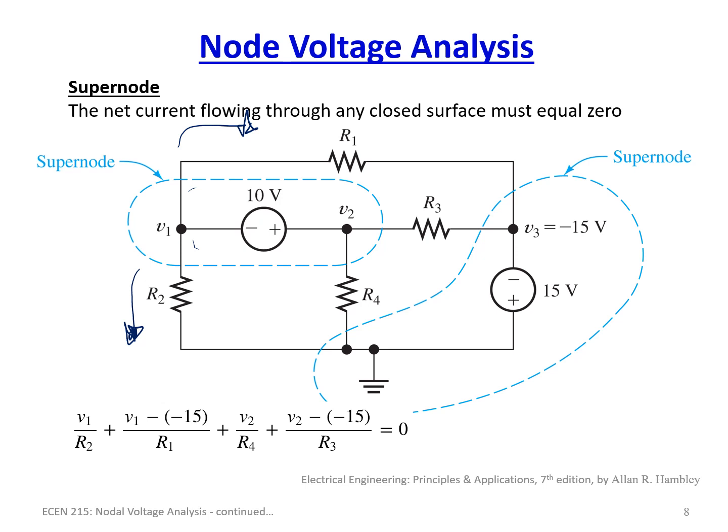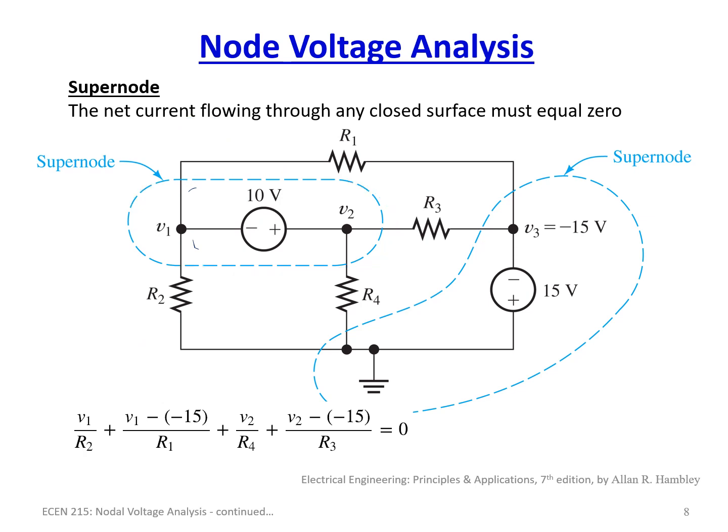So let's just take a look at that. Again, keeping this little line, this current here, that is the V1 minus the minus 15 volts. So that's where that comes from, over R1, that right there. So we got that current and that current.